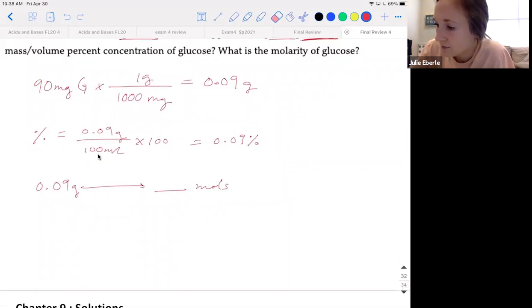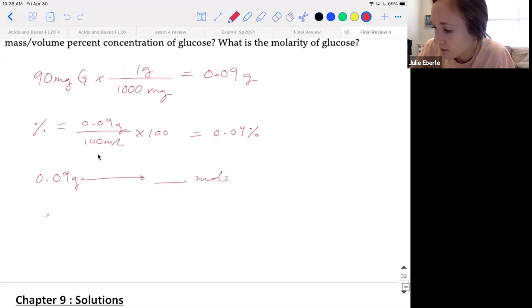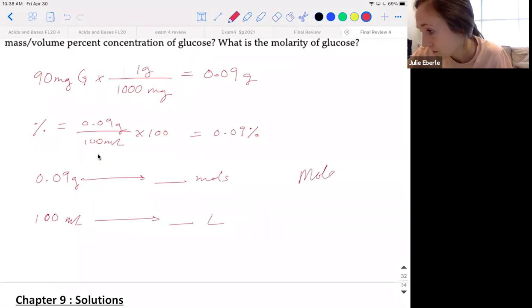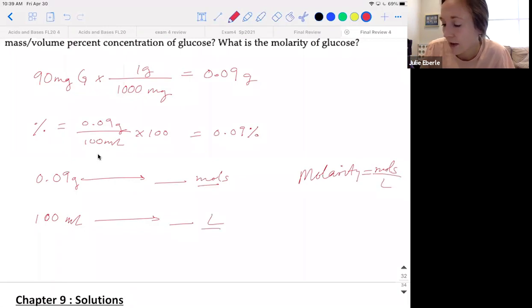Then we take our 100 milliliters and we convert this to liters, and we're going to divide these numbers. That's molarity, right? Molarity equals moles over liters. So if we get the moles and we get the liters, we divide the 2. So let's do this. There's 180.156 grams of glucose for every 1 mole of glucose. And then there's 1,000 milliliters for every 1 liter.